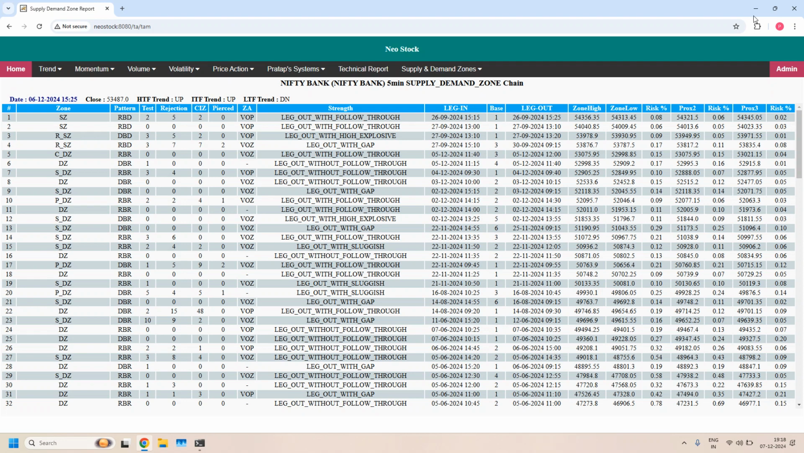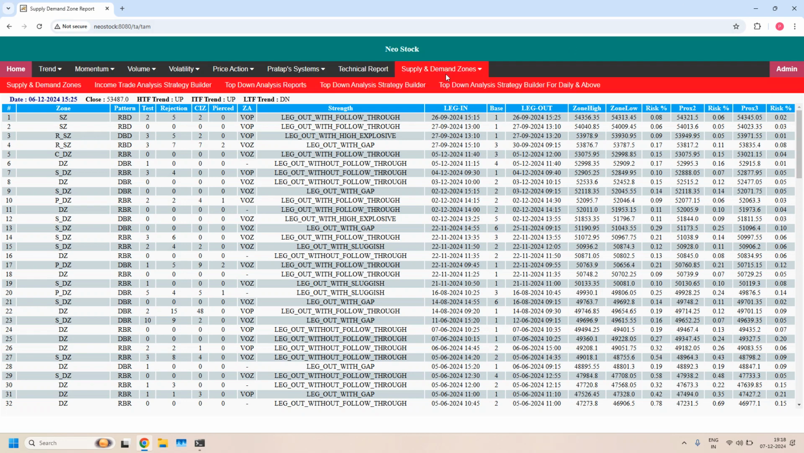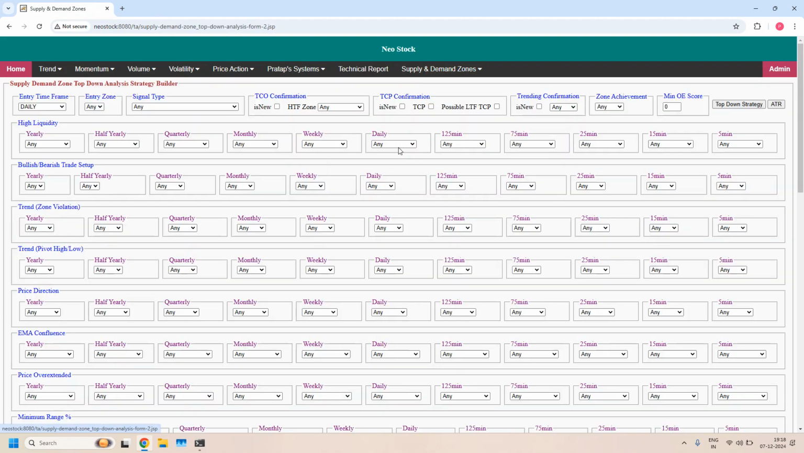Next set of reports are about bullish and bearish trade setups for monthly, weekly and daily income trades. Let's start with the bullish trade setup for monthly income trade. Entry time frame daily, entry zone demand zone. In bullish or bearish trade setup at entry time frame daily, I am selecting bullish.